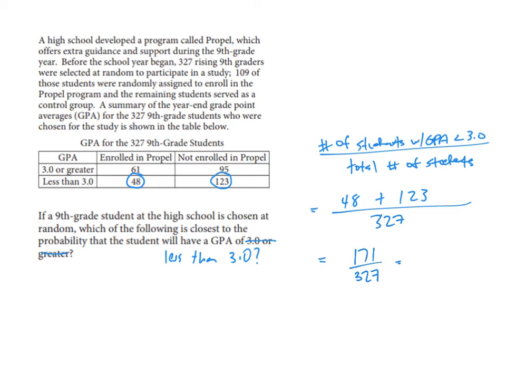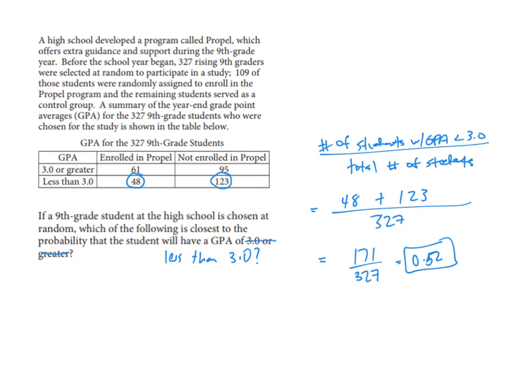This was a calculator active question, just to calculate real quick what 171 divided by 327 is, and that is approximately 0.52. And so that would be the answer that you're looking for there.